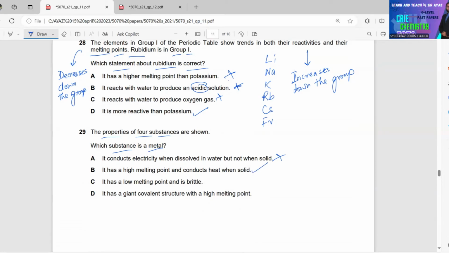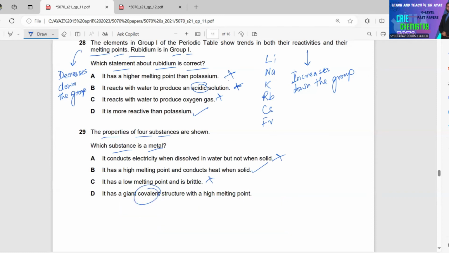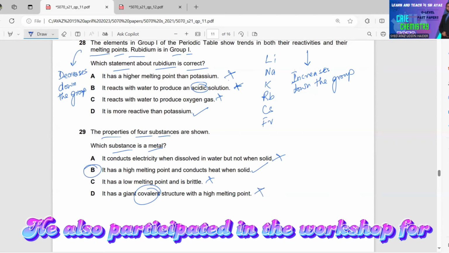C, it has a low melting point and is brittle. This is incorrect. D, it has a giant covalent structure with high melting point. It's not a giant covalent structure. It has a giant metallic structure. It's also incorrect. B must be the right answer for 29.